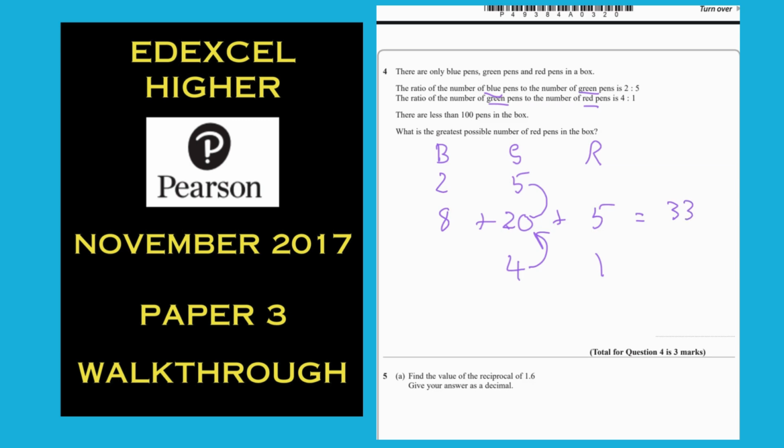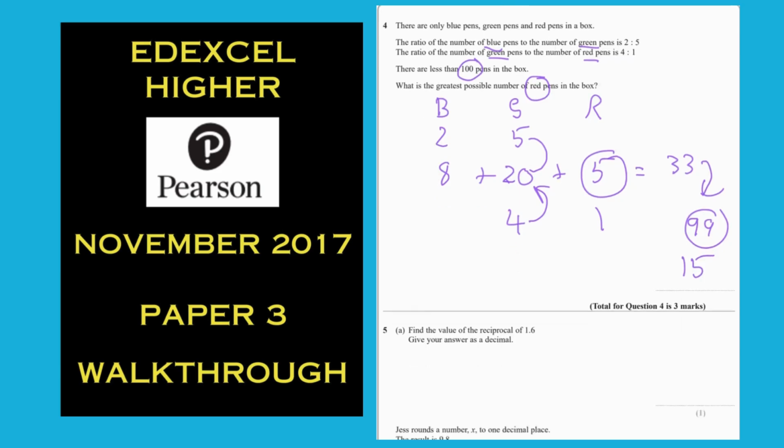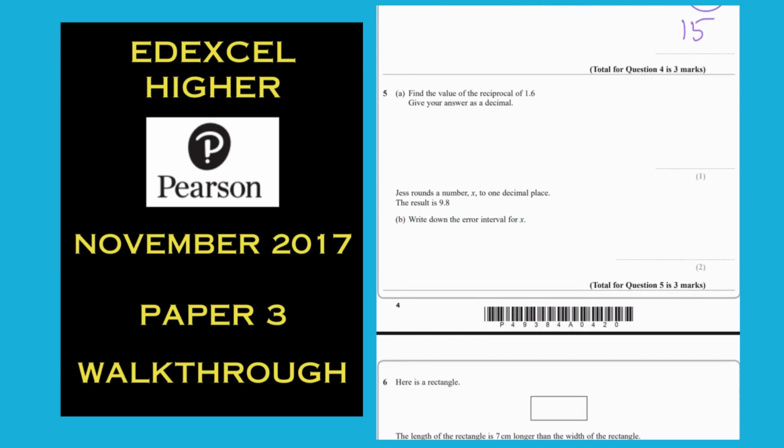In other words, that's 33 pens if they're in that connected value. But we've got to be the greatest number below 100. So 33 goes to 66. But actually, we need to go for 99 pens. So everything gets trebled. So how many red pens are there? 5 trebled gives us 15.